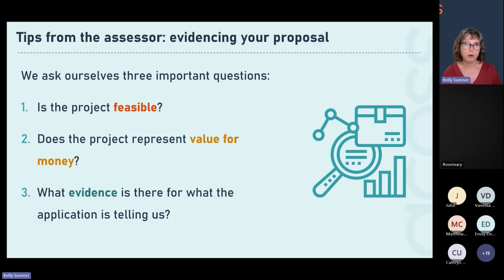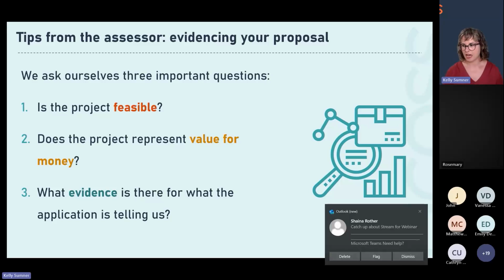The quality of evidence that you use, though, is going to be really important. It's not enough to make sure that you have dropped a budget or a letter of support in that box. It needs to be really reliable and usable for the assessors.